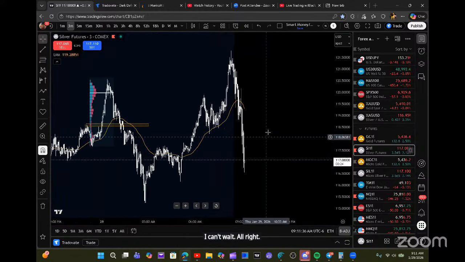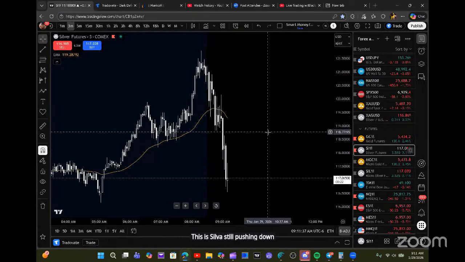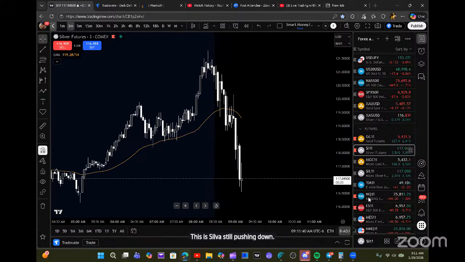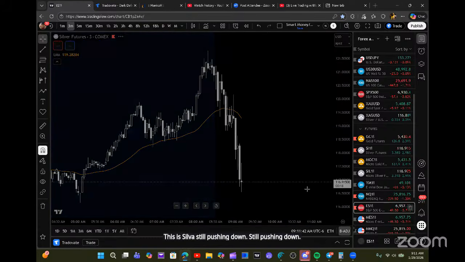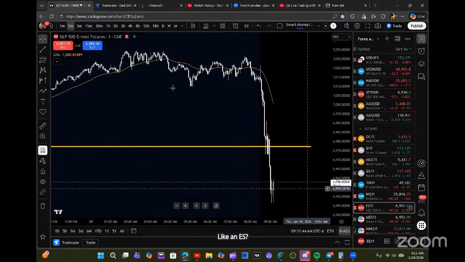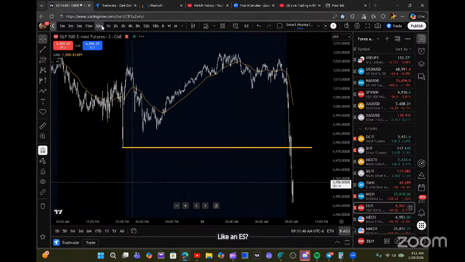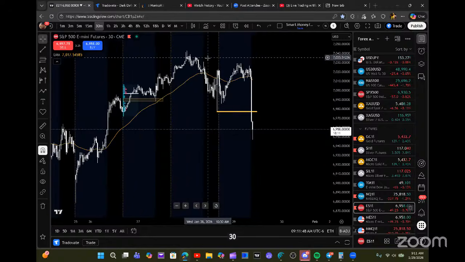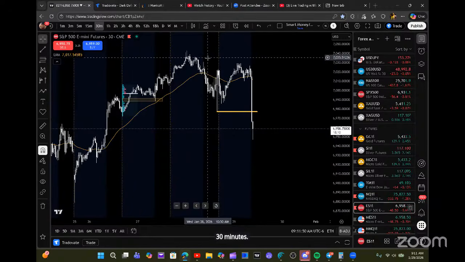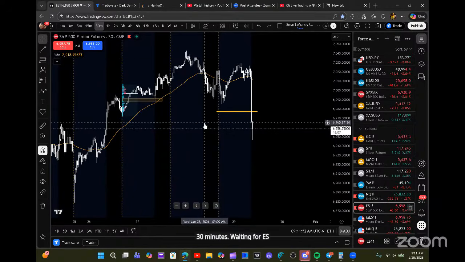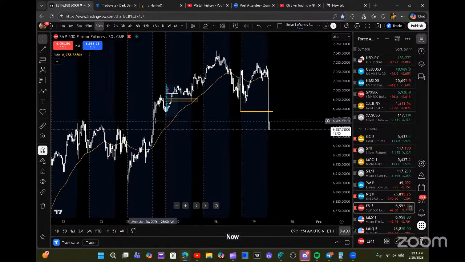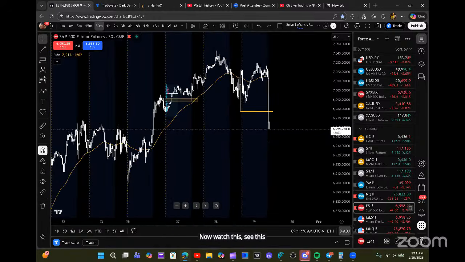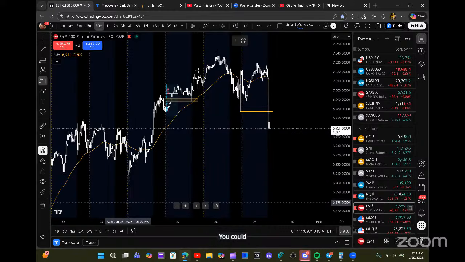This is silver, still pushing down. Look at ES, 30-minute. Waiting for ES to give me something. Now watch this. See this fair value gap? Watch this. You could put the fix from this low to this high.